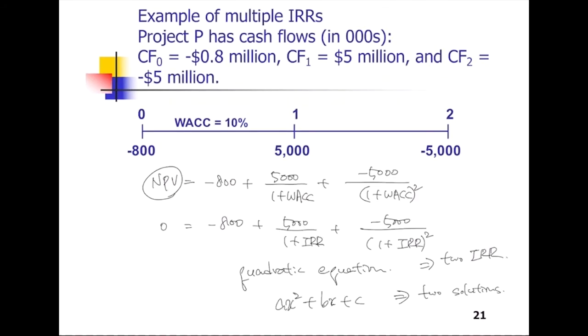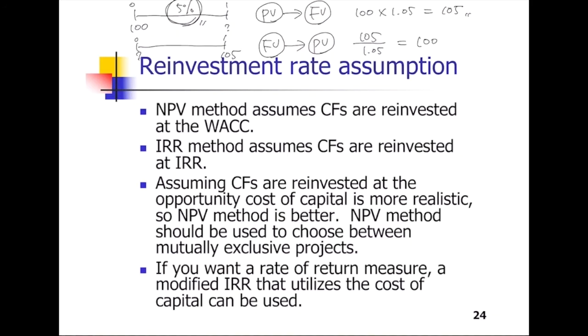According to this example, when we calculate NPV, it discounts with the WACC. It means it reinvests with the WACC. But IRR case, it reinvests with what? IRR. Yeah, that is the different thing. So NPV method assumes cash flows are reinvested at the WACC, but IRR method assumes cash flows are reinvested with the IRR.